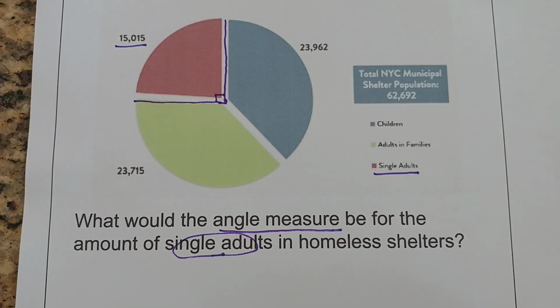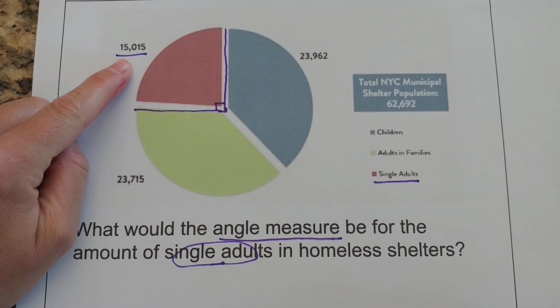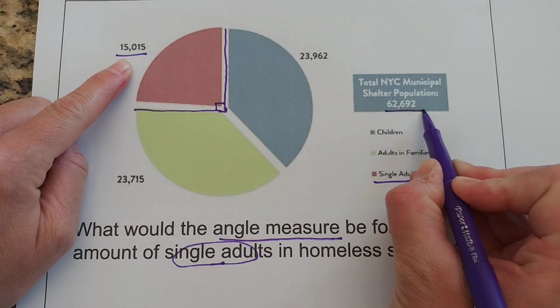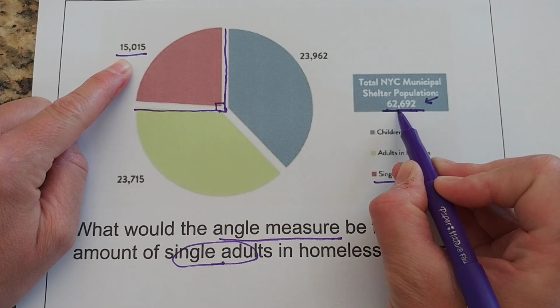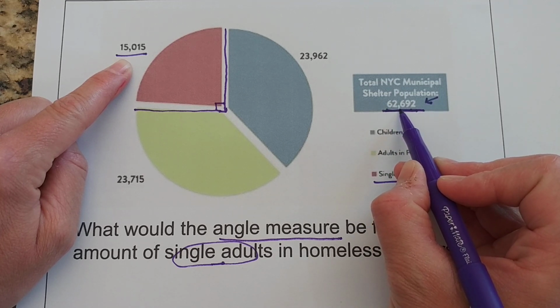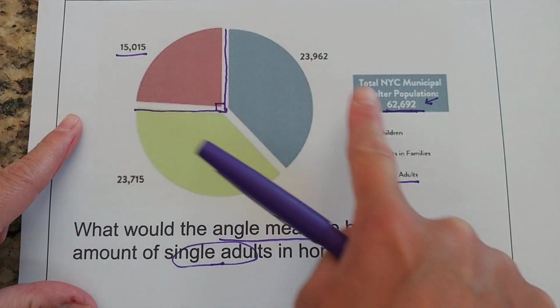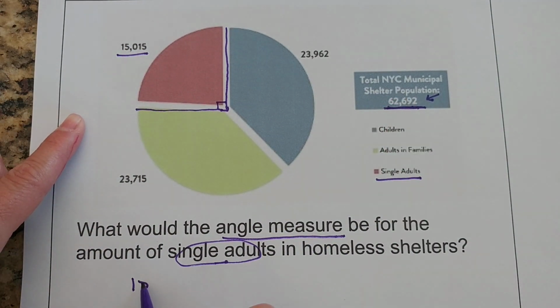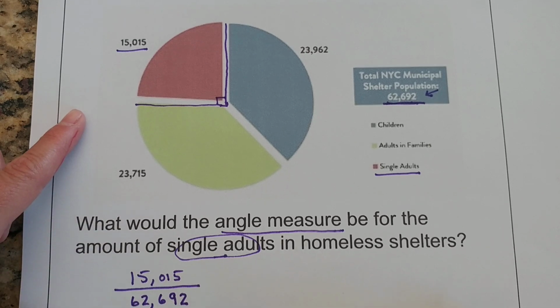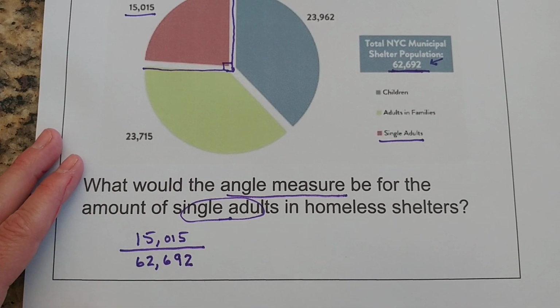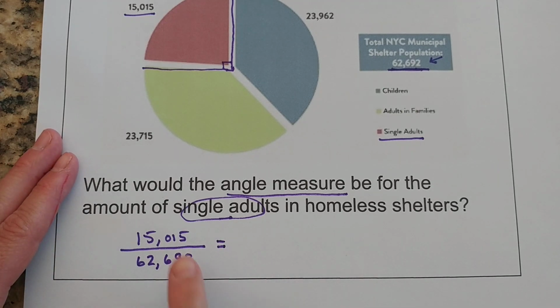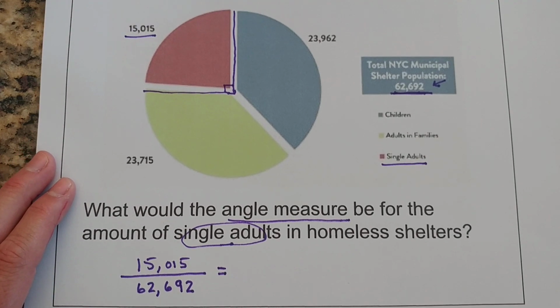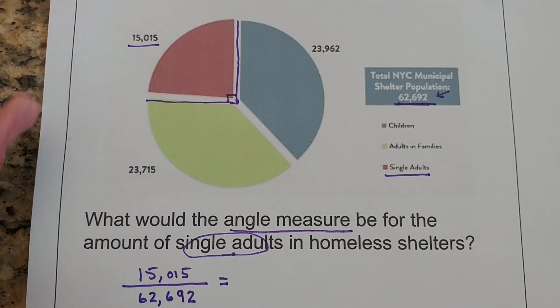Well, let's see, what do we know? We know that there are 15,015 single adults in the homeless shelters. We also know that the total people is 62,692. So from this information, we can put part over total. So this is the number of single adults. This is the total in the shelters. Now from this part and this total, we can figure out what percent. So if I divide with a calculator, what percent of the people were single adults?